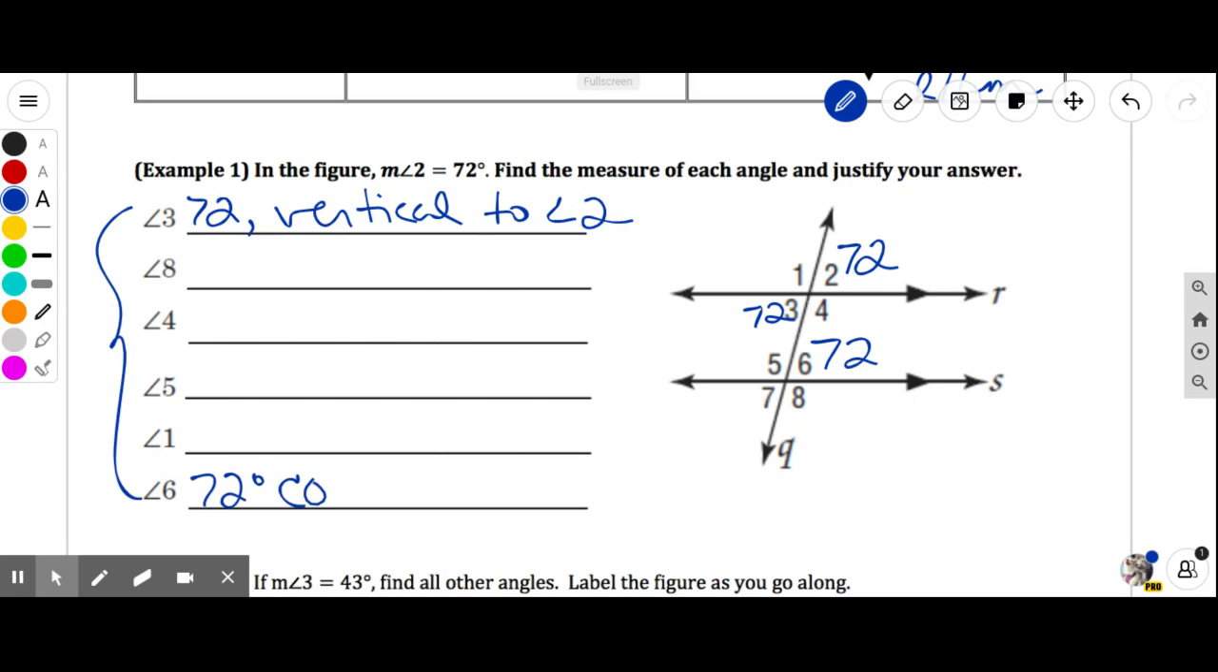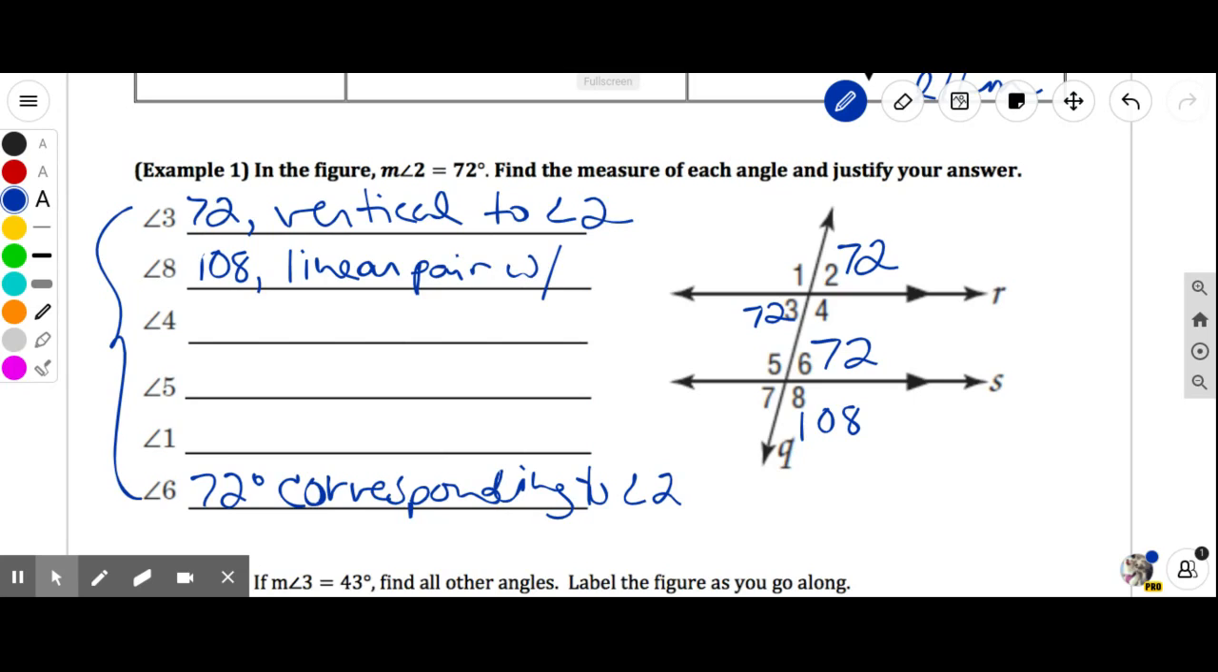And I could say corresponding to angle 2. I could also say alternate interior to angle 3. That would work too. Now that I got 6, I could get 8. 8 is going to be 108 because it makes a linear pair with angle 6. So 108, and you would just say linear pair, and then you say with which angle? With angle 6.